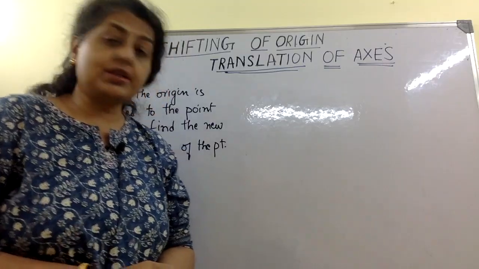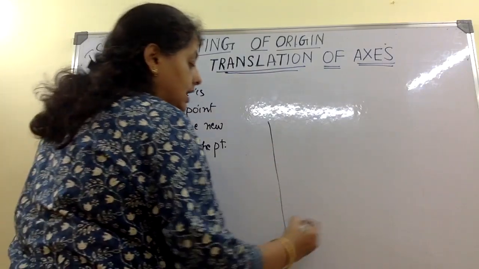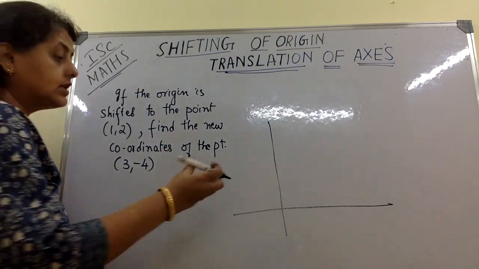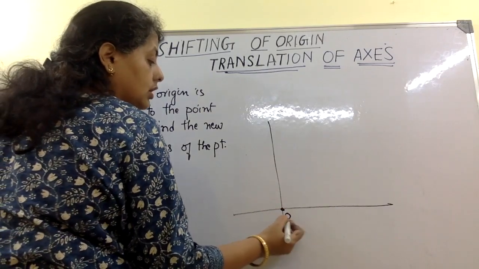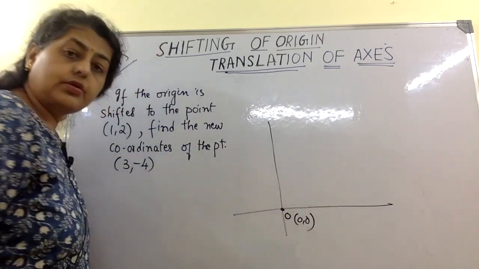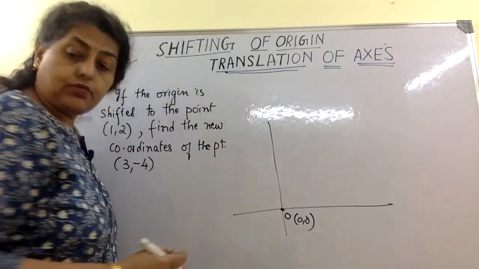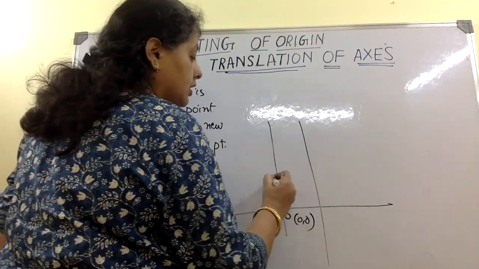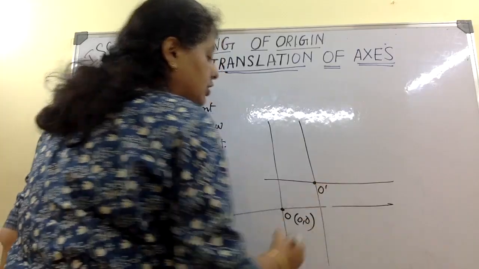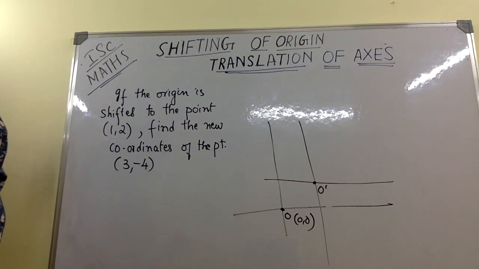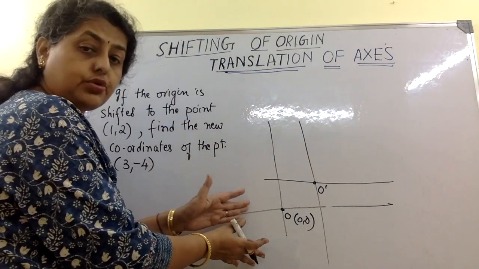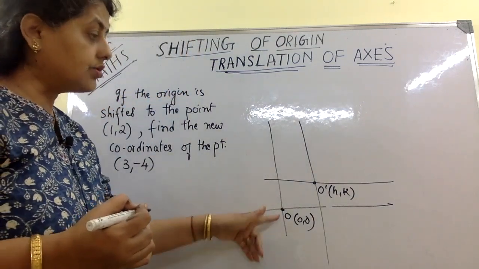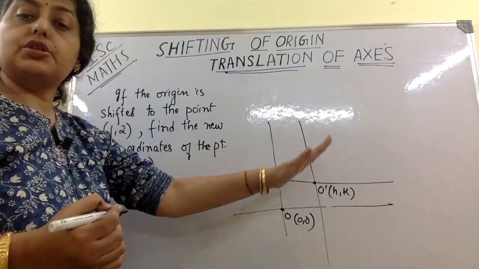Okay, so let's see what's actually happening here. We have this as the coordinate axis, where this was our origin, which was 0, 0. Now what you do is you shift it, you pick up this whole thing and you shift it somewhere here. This becomes your new origin O dash, and according to this origin, the coordinates of this are h comma k. So you have shifted the origin to h comma k.